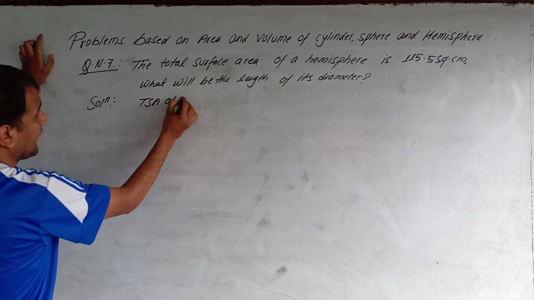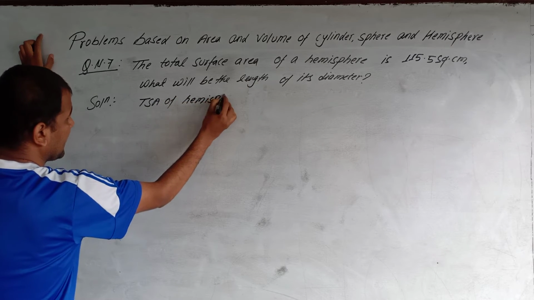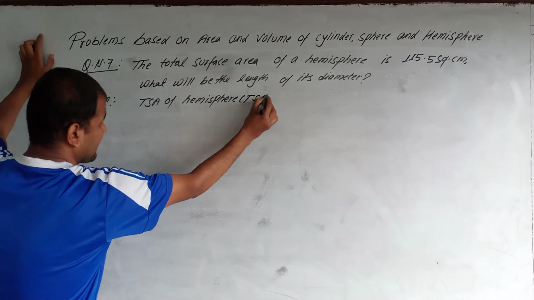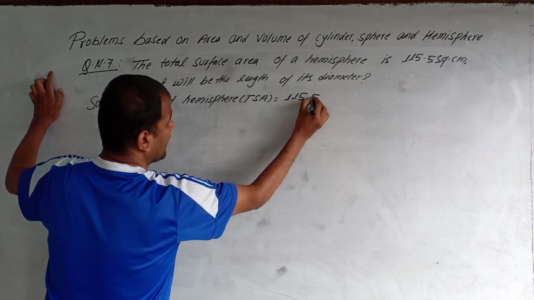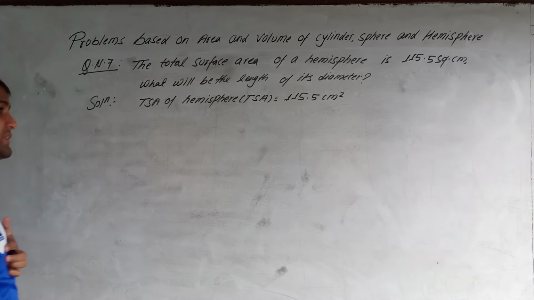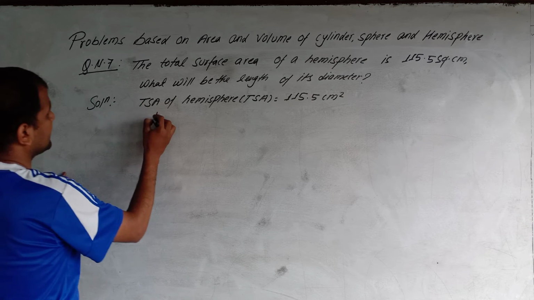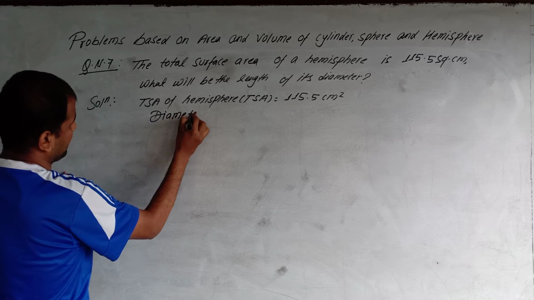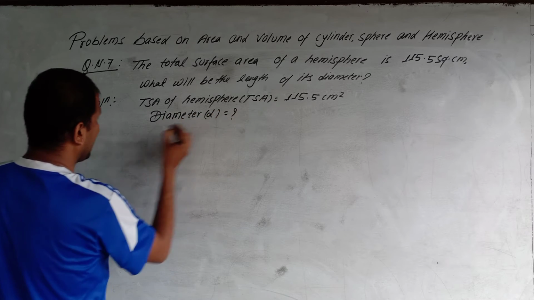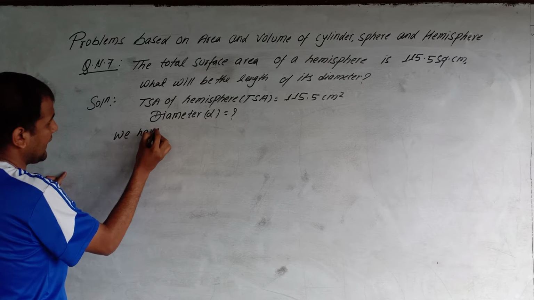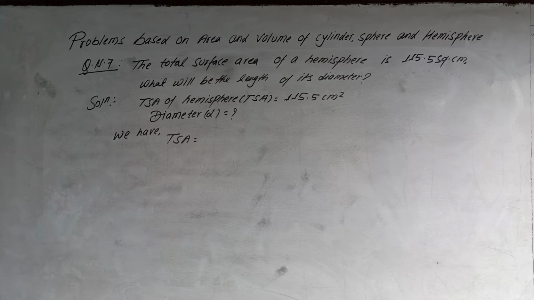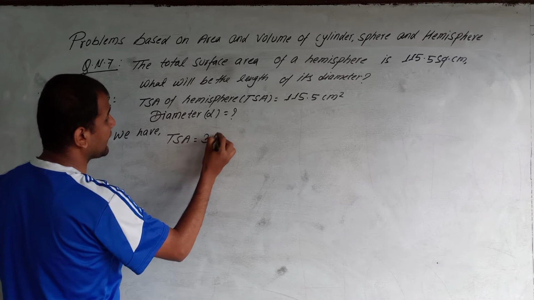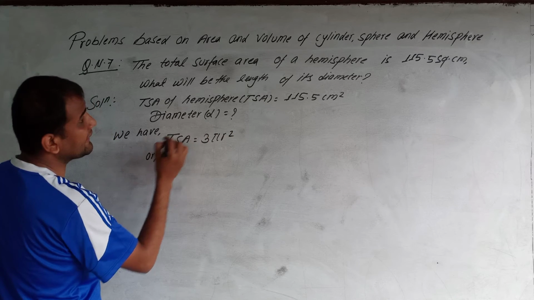TSA of hemisphere. TSA is equal to 115.5 square centimeter, and the diameter D is equal to what? We have TSA is equal to total surface area of hemisphere, means curved surface area 2 pi r square plus base area pi r square, that is 3 pi r square.